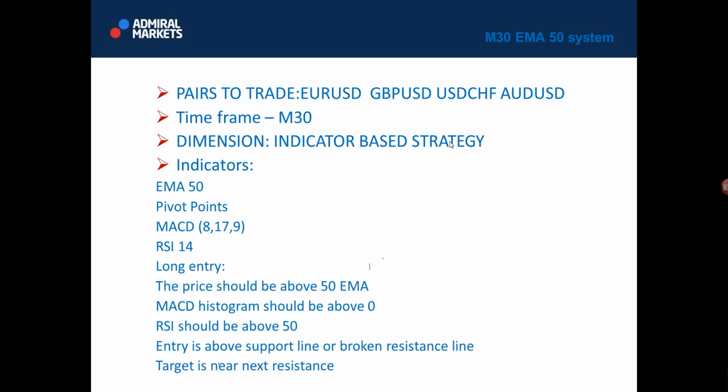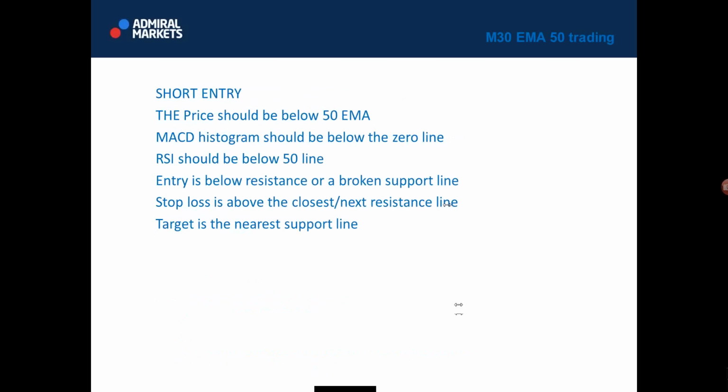Because M30 is a middle time frame, usually profit taking occurs on M30. Usually traders either take profit or open new positions on M30. So basically M30 is a sort of mid time frame, mid intraday time frame. Straightforward strategy, as I say, target is near resistance, entry is above support line or broken resistance line. You will see that also.